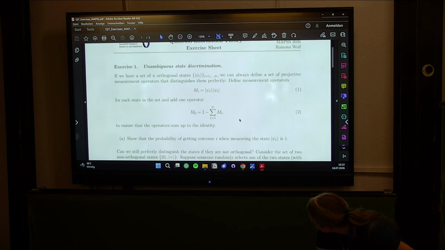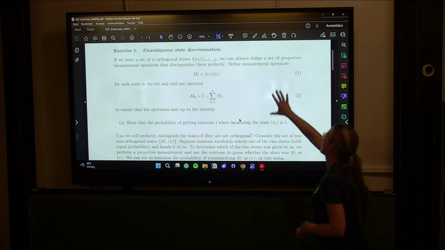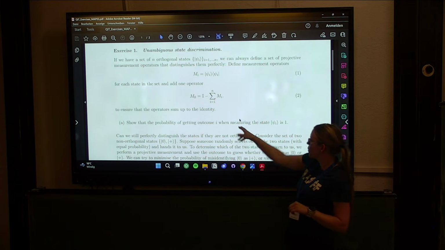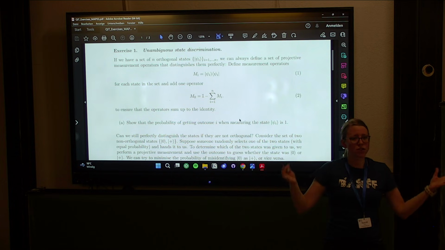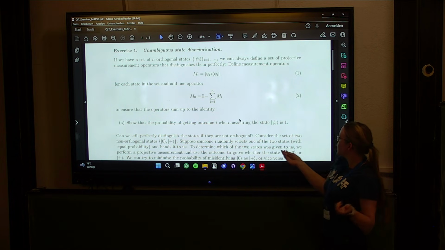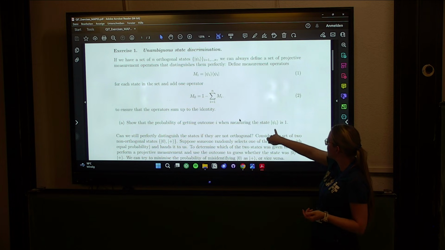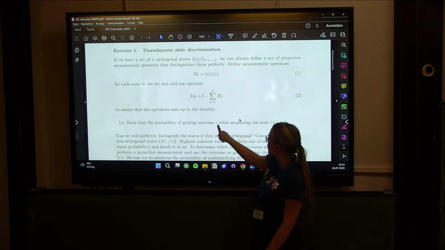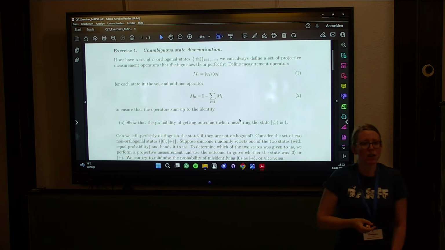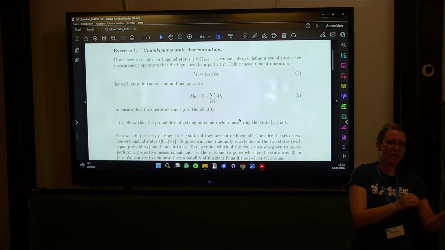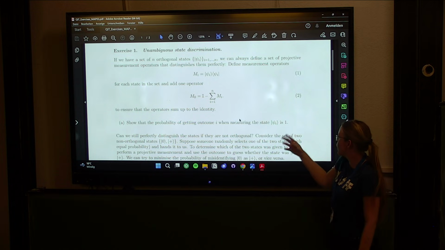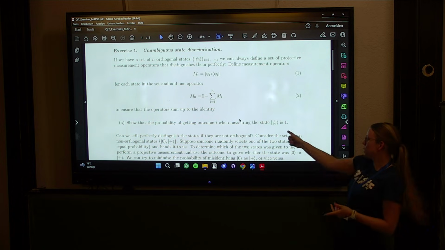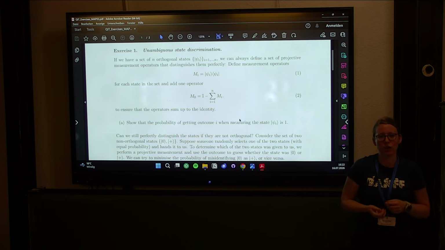Now we have such measurement operators starting from these orthogonal sets. The first thing that I want to show is that if I have such a set of measurement operators, then if I measure the state psi I, so one of the states in this basis, then the probability of getting the outcome I is 1. So if I measure a state of the basis in the basis, I will always get the corresponding outcome with probability 1.